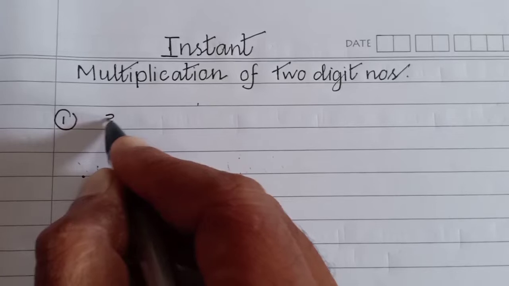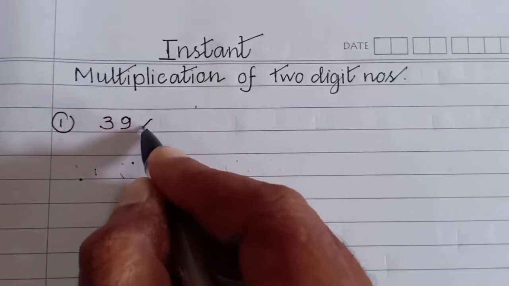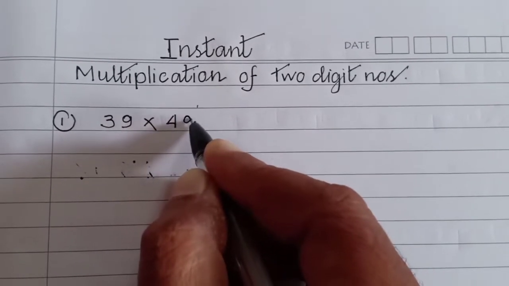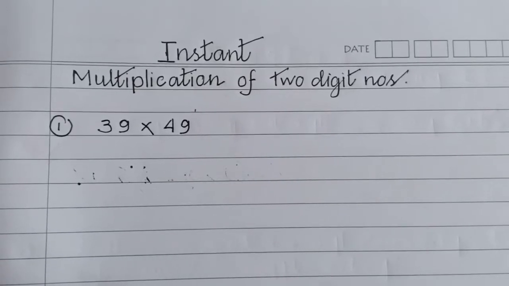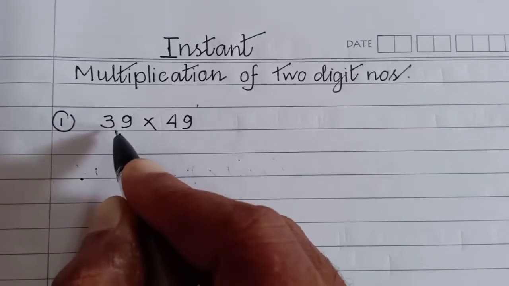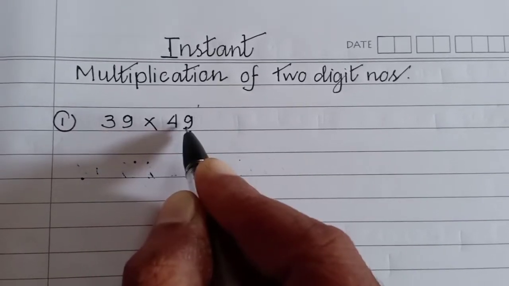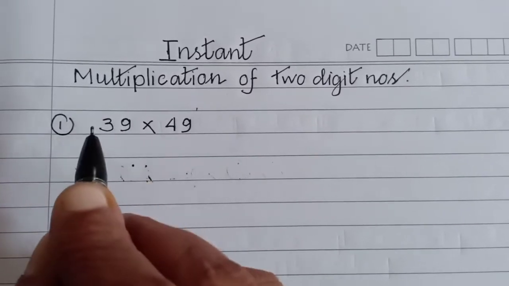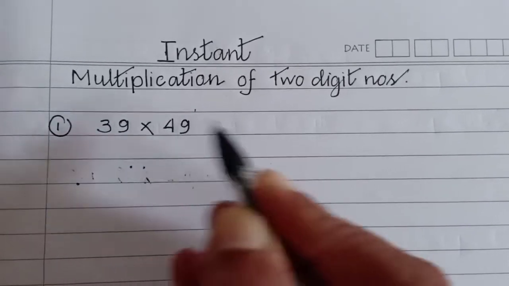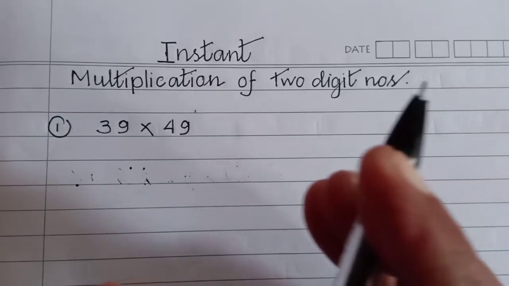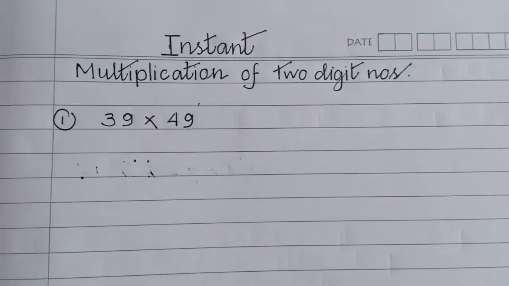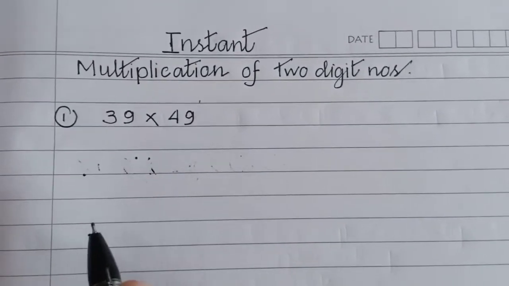Now you take one question. Now see here 39 multiplied by 49. How will you do it? In this, the numbers which are given to you, whether they are 2-digit numbers or 3-digit numbers, this method is applicable for 2-digit numbers only. So we have given here 39 multiplied by 49. Now what will you do?